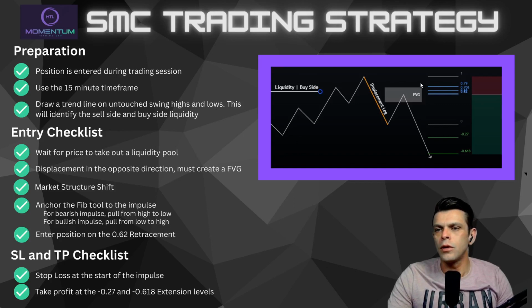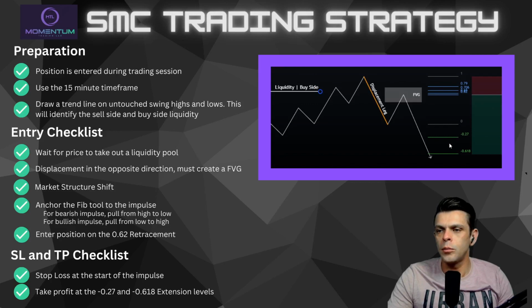And then you want to take your Fibonacci tool. For a bearish impulse like we have here, you want to pull your Fibonacci from the high to the low. If this was a bullish impulse, then you'll pull your Fibonacci from the low to the high. And then once this has happened, we'll wait for price action to retrace into the 62% retracement level on our Fibonacci. We can enter right there with our stop loss at the high.